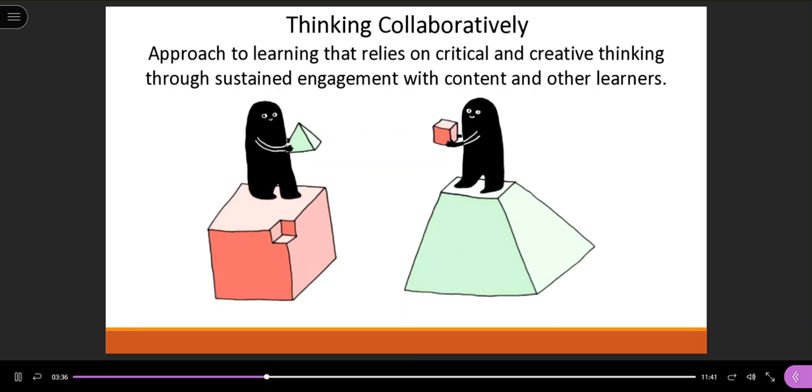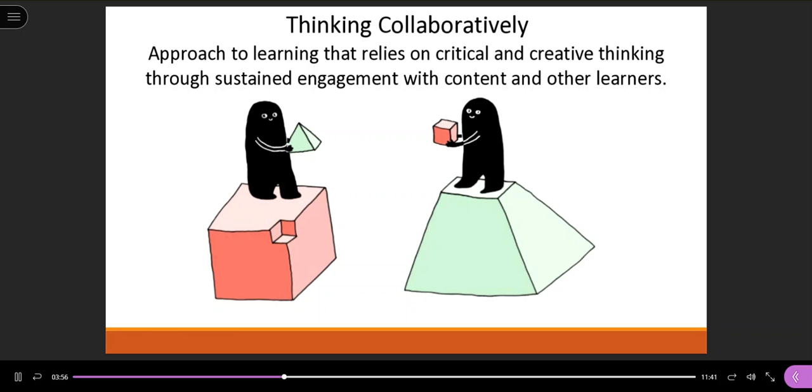Thinking is very much shaped by our own experiences and biases. So having someone else there to bounce those ideas off of and to work through those helps us achieve a solution or learn the lesson faster.